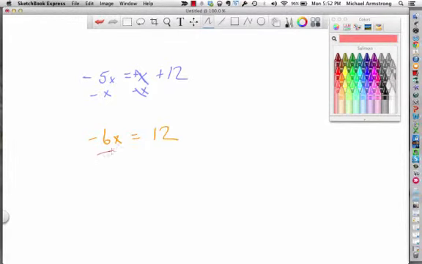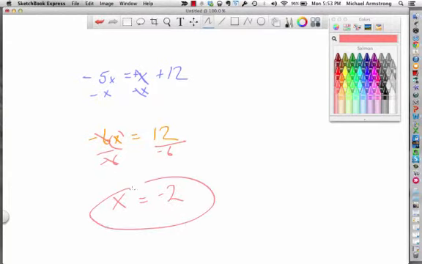And the next step is to divide both sides by negative 6, because we want to get this x all by itself. And that does that there. 12 divided by negative 6 leaves x on one side and negative 2 on the other.